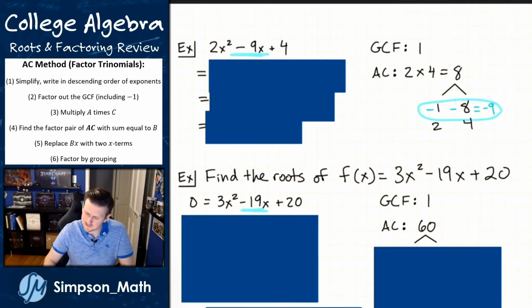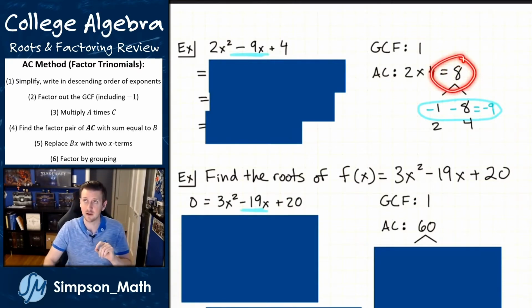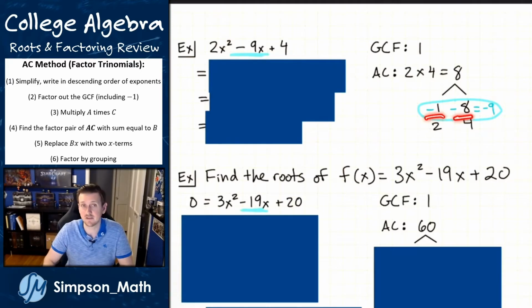So if it's going to add together to be negative 9, but when I multiply them together, I have a positive 8. Well, if I multiply a negative times a negative, I get a positive. But if I add a negative and a negative, it's still negative. So that means I'm going to use a negative 1 and a negative 8, and that will give me a negative 9. So let's do that. Again, negative 1 times negative 8 is positive 8. But negative 1 plus a negative 8 is negative 9.